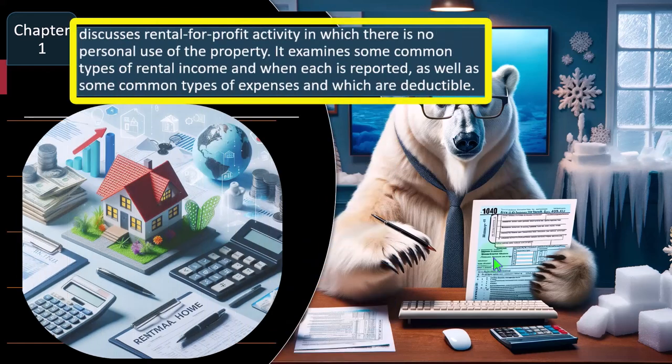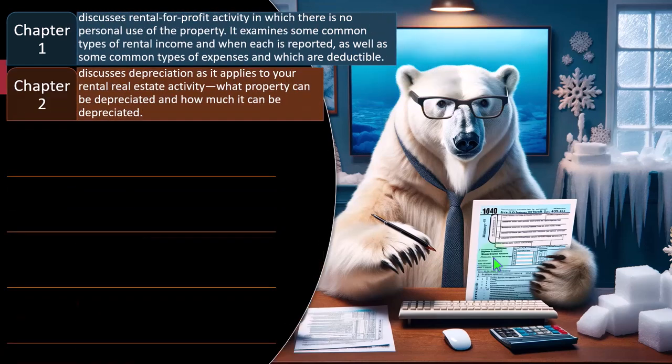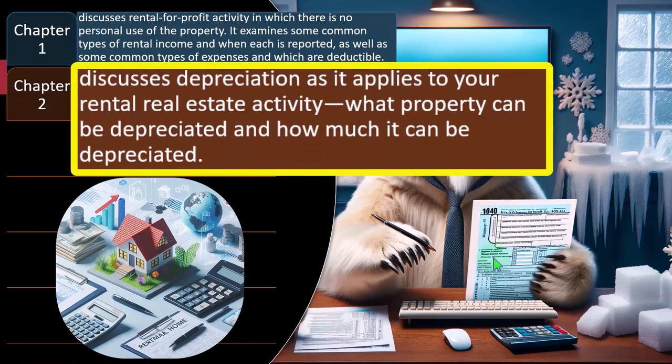Chapter one, how do we deal with this? Chapter one discusses rental property activity in which there is no personal use of the property. So that's going to be the easiest example, where we don't have a commingling. The property is used totally for rental. We're not using it as a vacation home. It examines some common types of rental income and when each is reported, as well as some common types of expenses and when each is deductible. Chapter 2 discusses depreciation as it applies to your rental real estate activity, what property can be depreciated, and how much it can be depreciated.